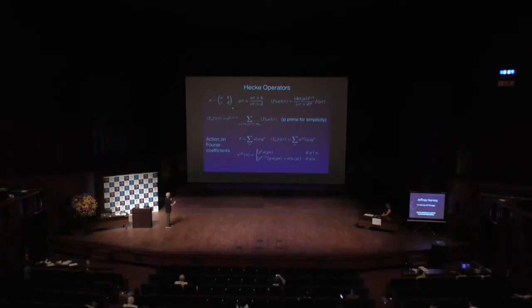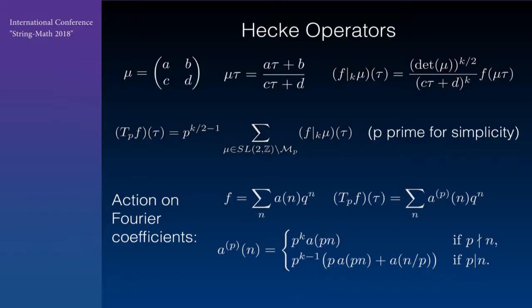I now want to look not at elements of SL2Z, but rather 2 by 2 integer matrices that have determinant p. I'm going to choose Hecke operators for prime p just to simplify some formulas. There's a standard action of those on functions of tau. And we sum over the action of those matrices mod the action of SL2Z, which doesn't do anything. So that, again, is a finite sum.